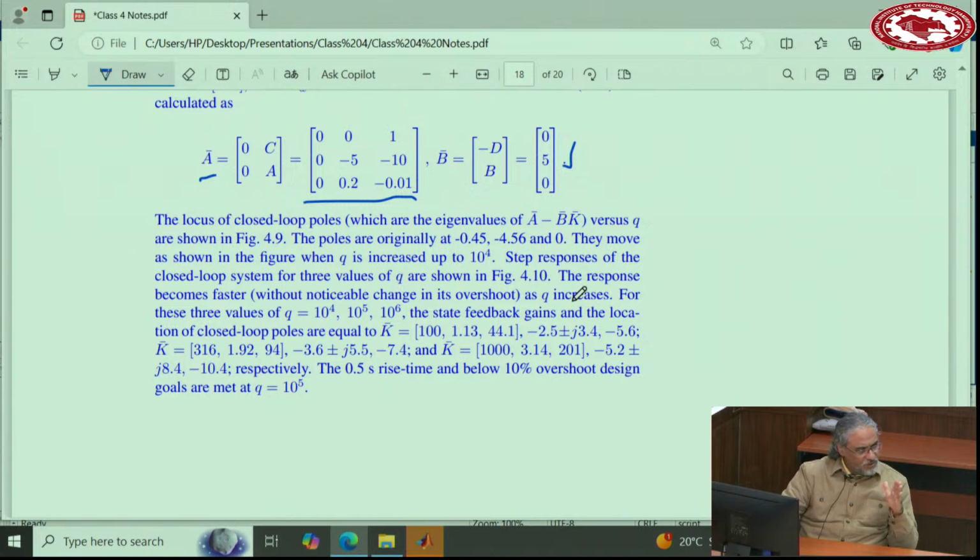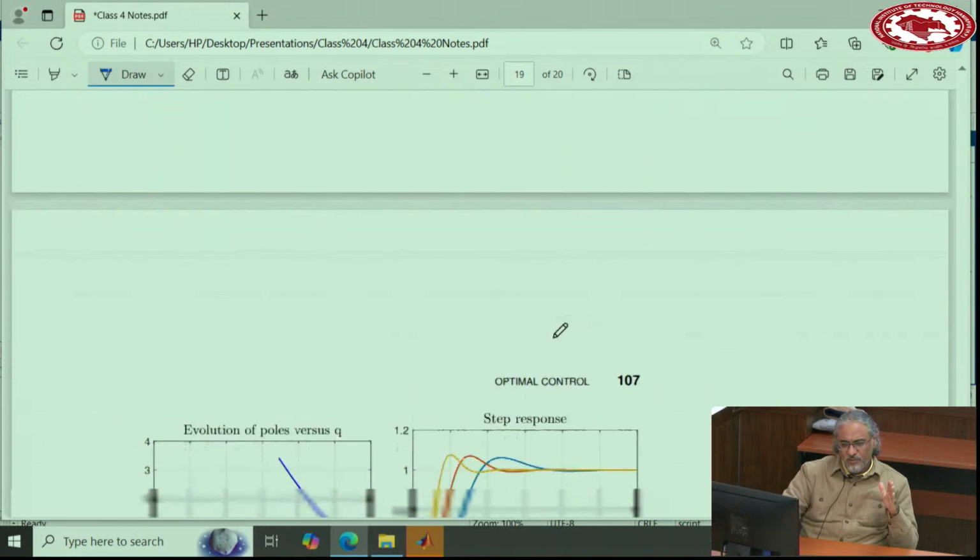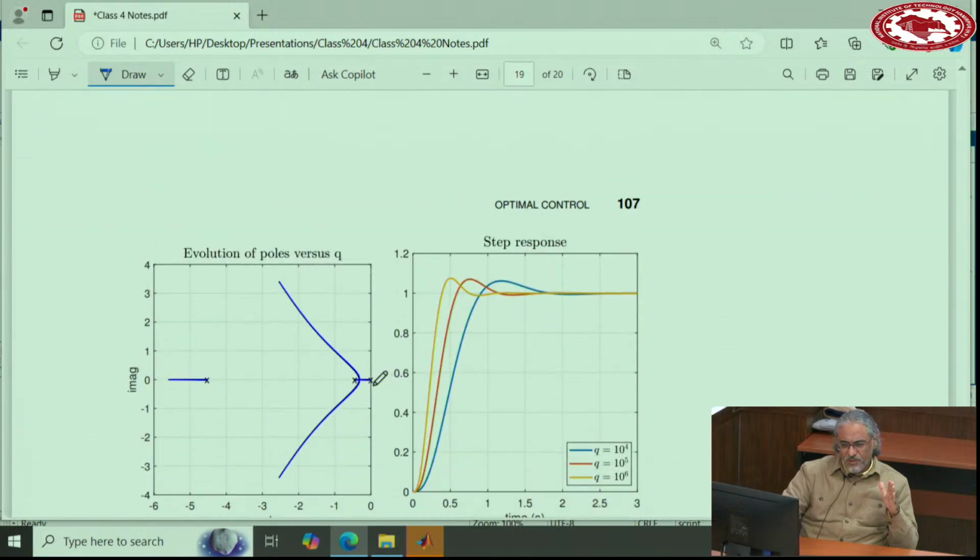Now increase lowercase q, and see what happens to the poles of this system. The system has 3 poles, and these 2 poles, or eigenvalues, move towards each other, and then separate and go this direction, and the third one goes this direction. So for every value of lowercase q, you have this scenario. Let's say you choose q equal to 10 to the power of 4. Then if you simulate the system and look at its response, that will be this.